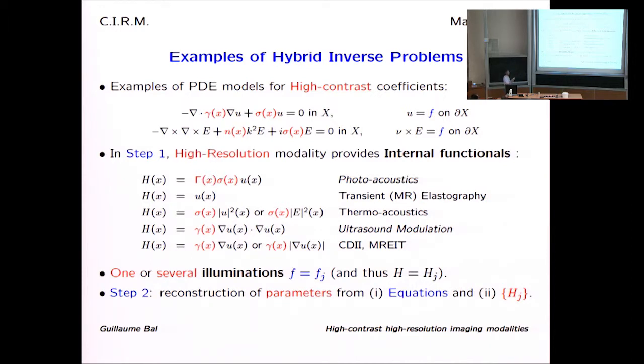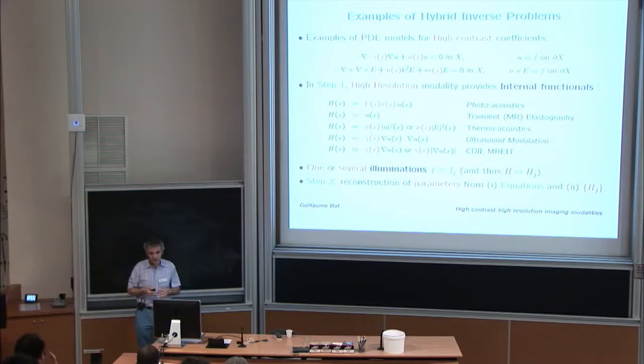Then the problems look like this. You have a PDE, and you have a new internal constraint. Depending on the modality of interest, photoacoustics, elastography, ultrasound modulation, MREIT, which is the coupling of elastography with magnetic resonance imaging, you have different internal information.